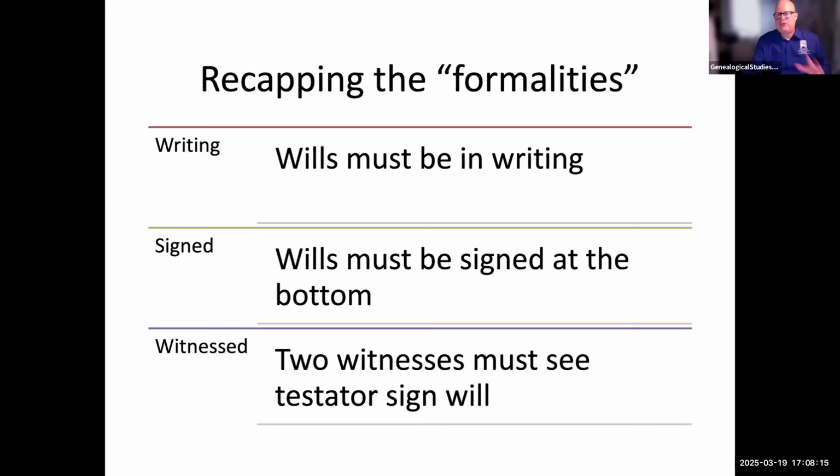Okay, so those are all the formalities. That's what we call them, the formalities. And pretty simple. I said, the will's got to be in writing, the will's got to be signed at the bottom, and there's got to be two witnesses that see the testator sign the will. So that's the whole of the law that you need to understand for wills. Pretty straightforward, I hope.